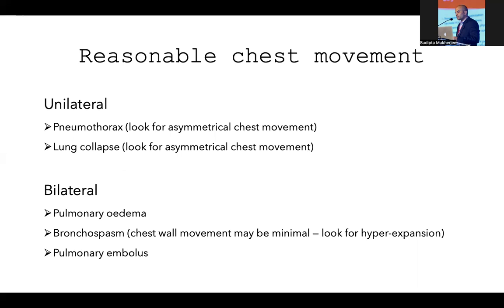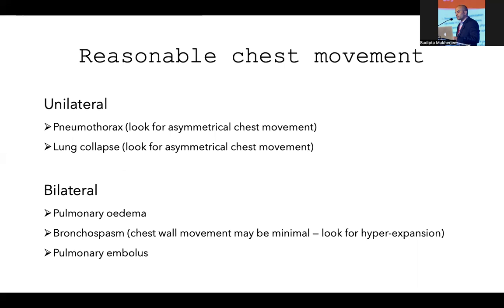So after that, when you identify the problem is with the patient and tube issues have been ruled out, we have to check for reasonable chest movement. It can be a unilateral abnormality or a bilateral pathology. Unilateral abnormality will be pneumothorax or lung collapse. Here you can see one side is moving and the other side is not moving. In bilateral pathology, whatever chest movement there is will be equally distributed on both sides.